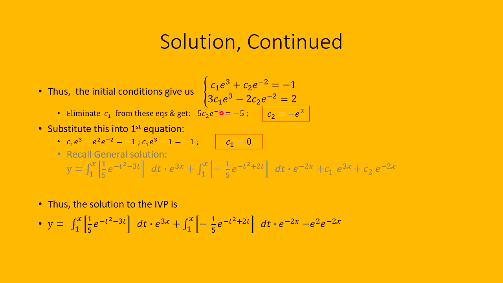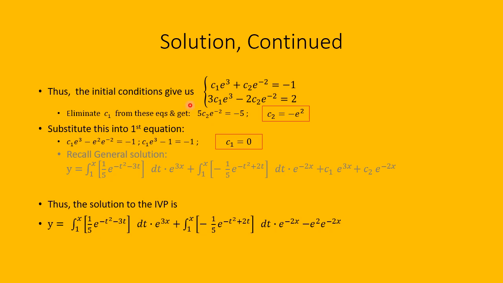And then subtract. These will subtract to give 0. I should have said 3c2 minus a minus 2c2 adds up to 5c2 multiplied by e to the minus 2, and minus 3 minus 2 is minus 5. Divide both sides of this equation by 5, and we get c2 is minus e to the minus 2 power.